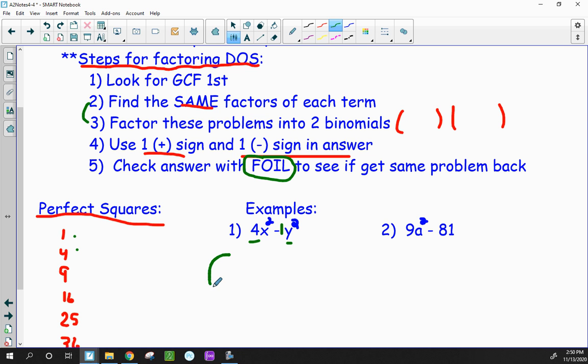So I want you to write down 2 parentheses, kind of draw 2 parentheses. And again, you're going to look for the same factors of 4. Well, that's why 4 is a perfect square, because 2 times 2 is 4, the same number. So you're going to put 2 here, 2 here. You also need the same factors of x squared. It's going to be x and x. You need factors of 1, 1 and 1, factors of y squared, y and y.